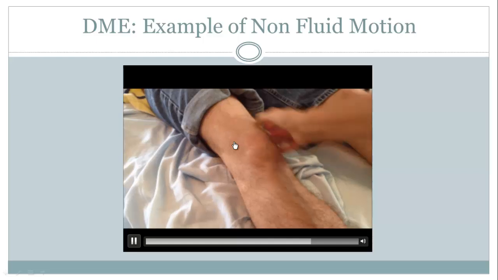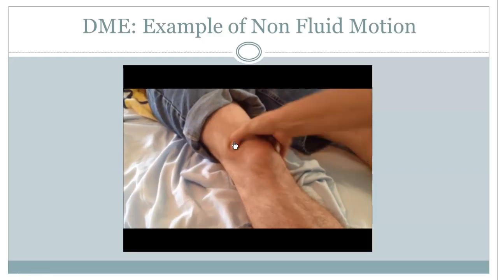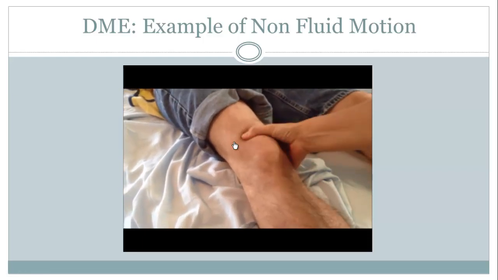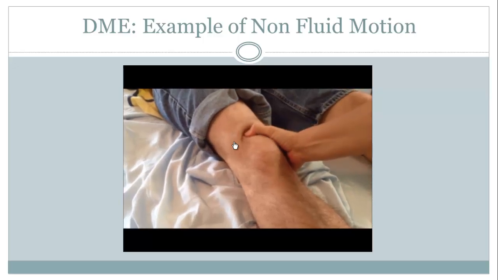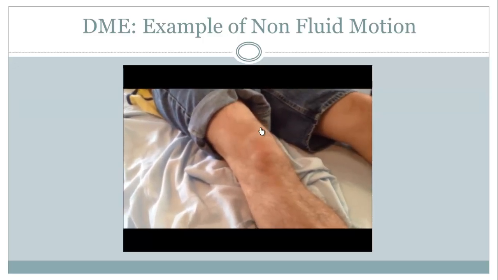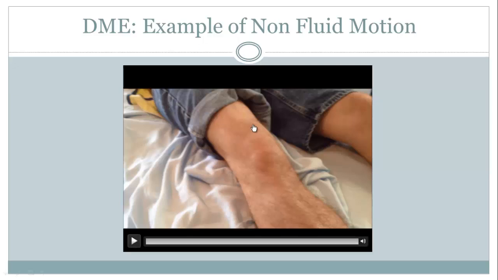Now, because I am performing passive range of motion, this is going to be a structural dysfunction. At this point, I will now palpate around the structures of this area of the thigh to feel for a structural dysfunction, a restriction in tissue, a hard end feel.